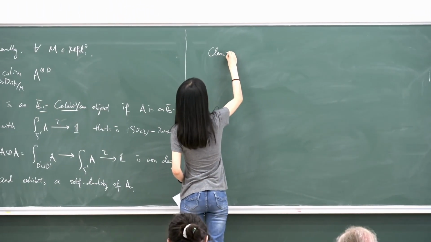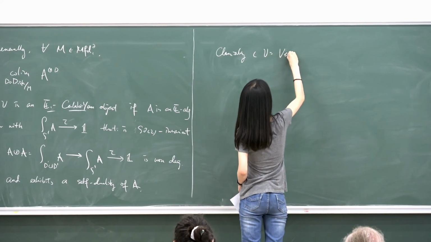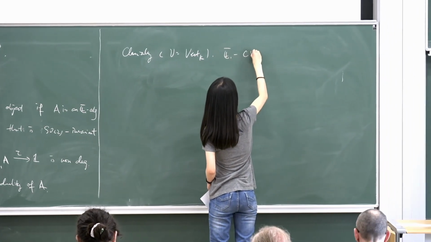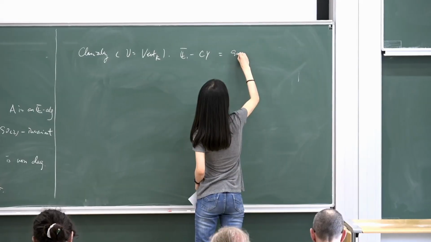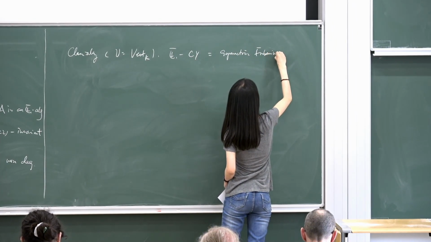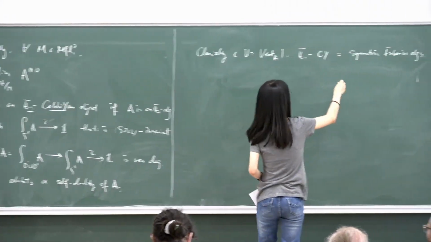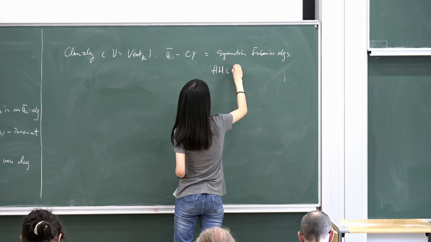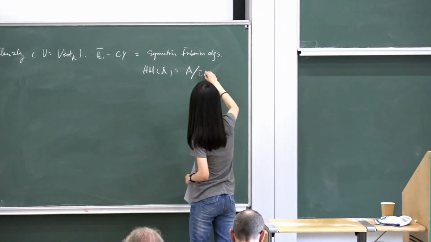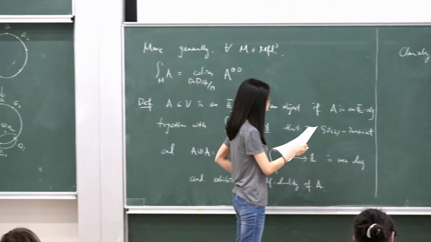Okay, so classically, these E1 Calabi-Yau objects are known as symmetric Frobenius algebras. So classically, when V is the one category of vector spaces over a field K, an E1 Calabi-Yau is the same as a symmetric Frobenius algebra. And this is using the observation that the homology of A is really just A quotiented out by the commutators, it's the center of A. And that's the definition of a symmetric Frobenius algebra.